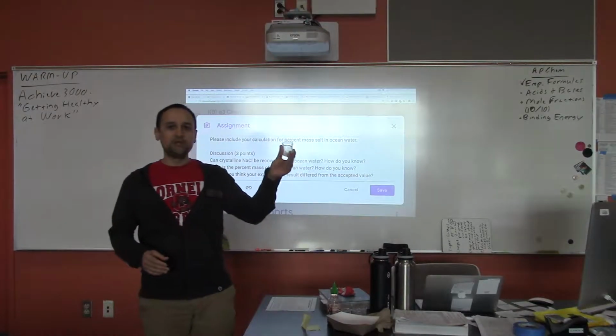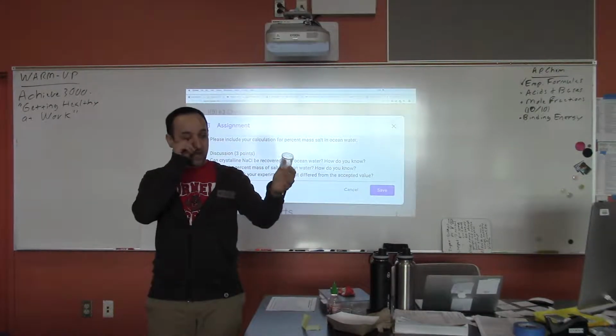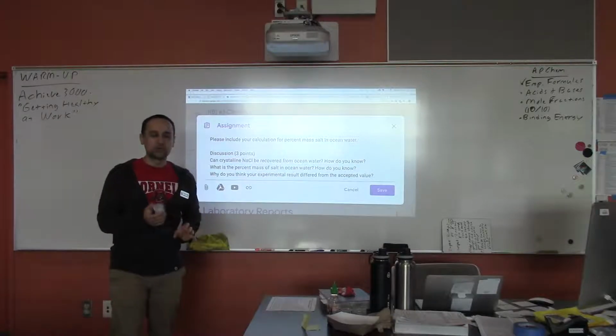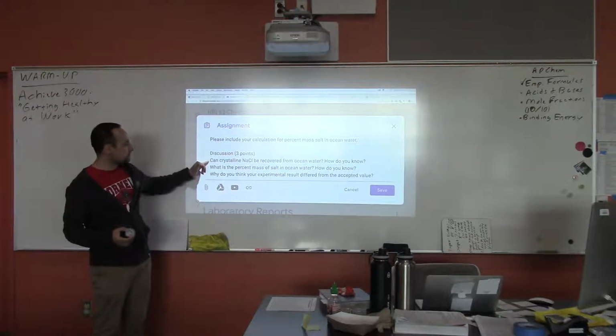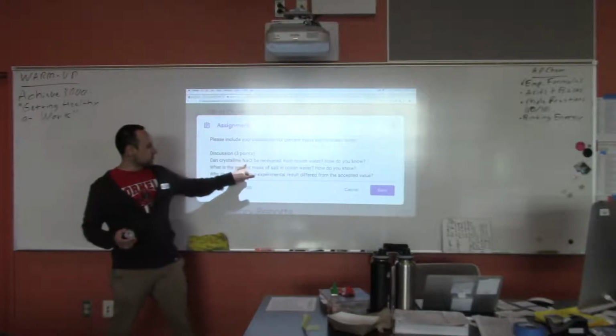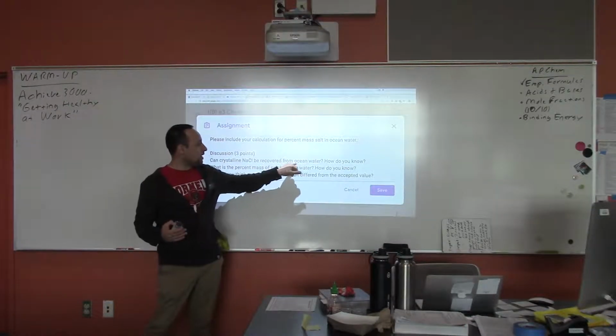Okay, so this beaker, right, has what in it? Salt. Okay, and this is crystalline sodium chloride. So that's the technical term, right? The first question in your discussion asks, can crystalline sodium chloride be recovered? What does recovered mean? Yeah, purified from, obtained from ocean water.